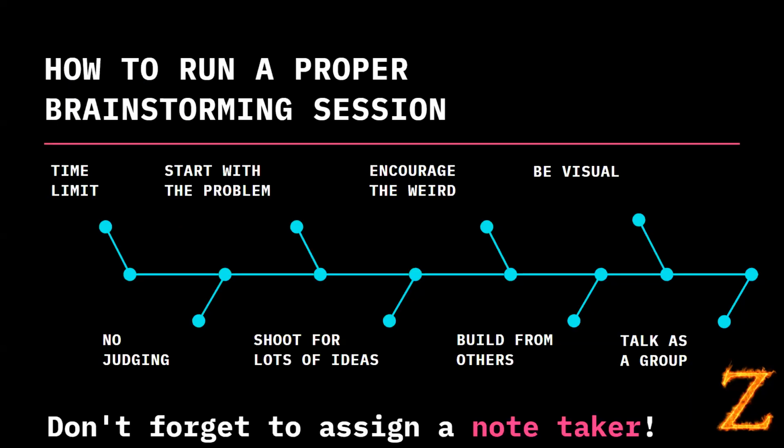So if you're thinking about a brainstorming session, you're going to always have a time limit. You're going to start with the problem. You're going to encourage people to be weird and different. You may be visual, with Post-it notes or Mural or some kind of online tool to help you collaborate. You're not going to judge the ideas that others bring forward, even if you think they're the dumbest idea out there.